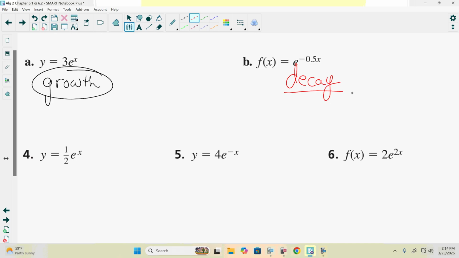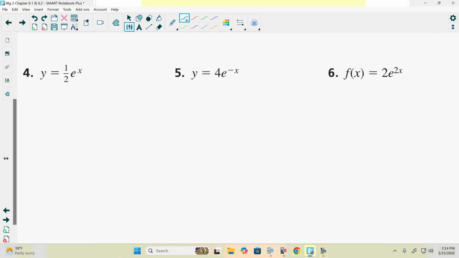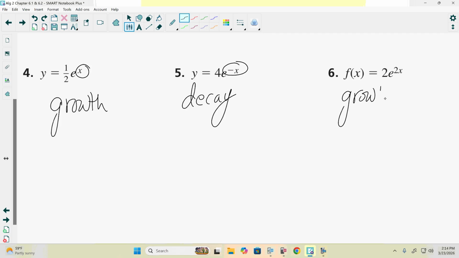How about number 4? Growth. The exponent is positive. When that base is e, we're not worried about the number, because e is set to be 2.718. Number 5. Decay, because we do have e. We look at the exponent, and since it's negative, it would be decay. And number 6, growth. Not so much because of the 2, but because it is positive.